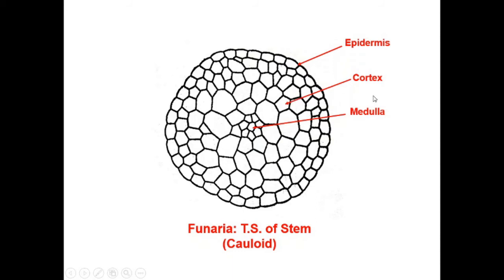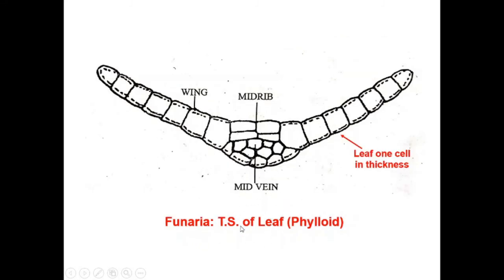The epidermis is followed by the zone of cortex. The cells are thin-walled and compactly arranged. The cells are parenchymatous in nature. At the center you can see this medulla portion. The cells of medulla are vertically elongated and they function in conduction of water and minerals. These cells of medulla are also known as the hydroids. Here you can see, although the cells of epidermis contain chloroplasts, the epidermis shows absence of stomata on its surface. Now the section of the leaf.